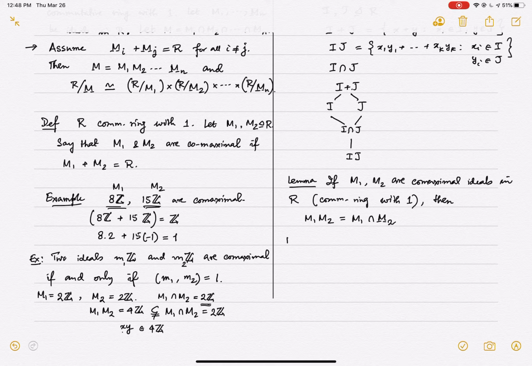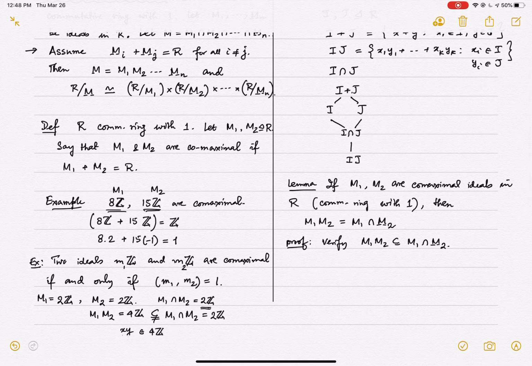Why? Well, this inclusion is always there. This I'll leave you to verify. Verify that the product is always in the intersection. The product is always a subset of both M1 and M2. That's what you need to check. The main point is the other one. So you take, and that's what uses that they're comaximal.